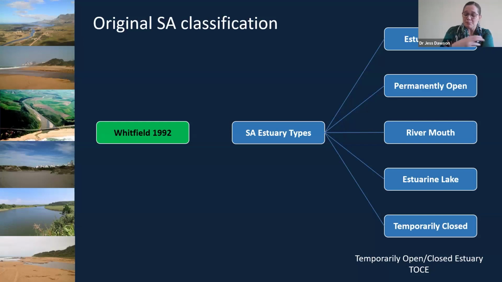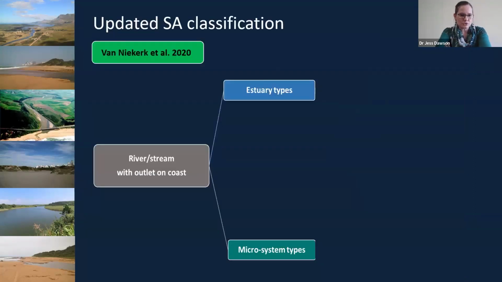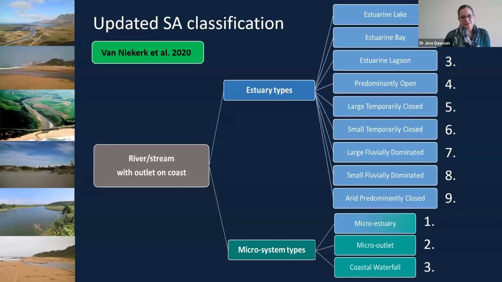But since then, research has shown that actually the diversity in this country of estuaries is much greater than that. So we actually need a better classification and more classification for the estuarine systems. So now they divide it into 2 types. Any sort of river outlet that meets the ocean, so where freshwater meets the sea, can be divided into estuaries as well as microsystems. So there are 9 different estuary types and 3 different microsystems. Again, some of them are the same and some of them are then additions. So we now have estuarine lakes and estuarine bays are still there.